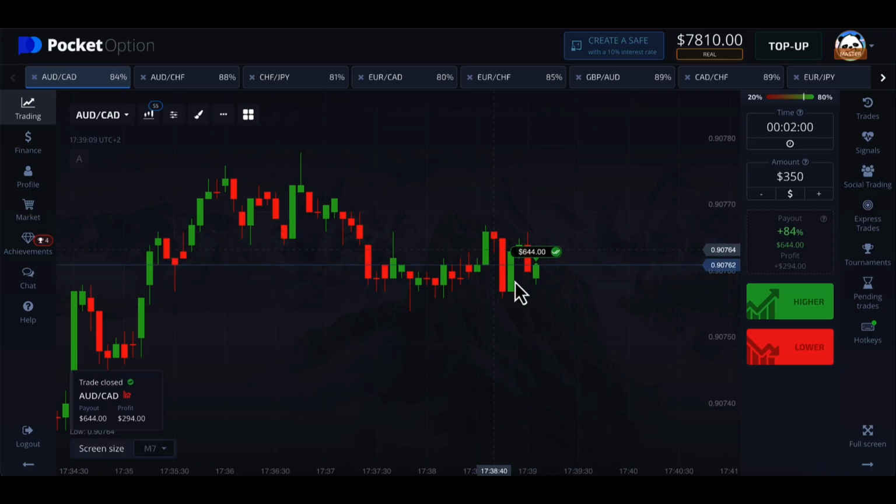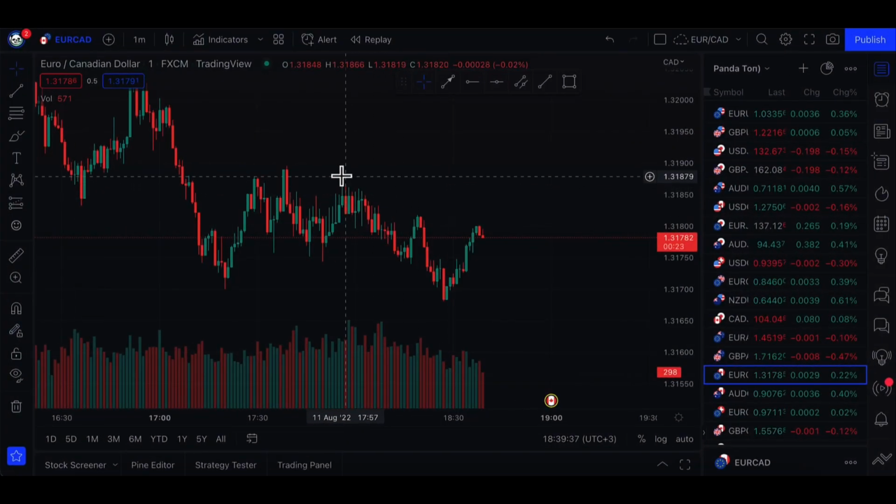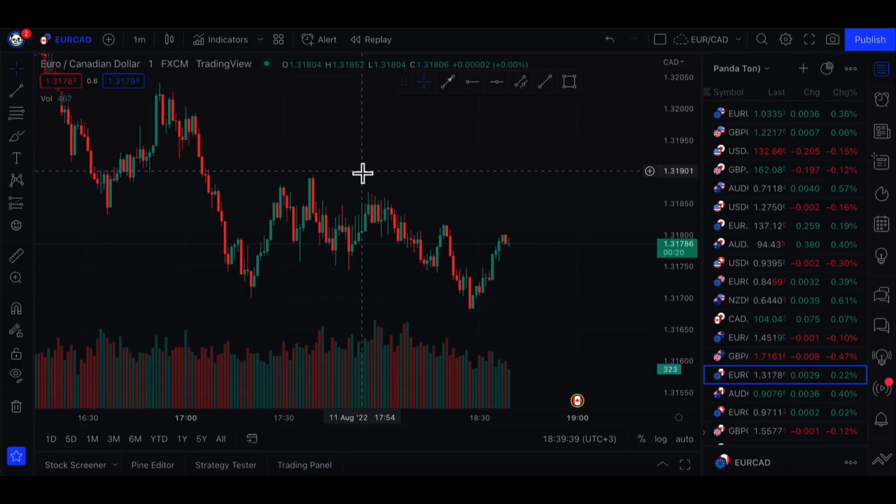In the meantime, I told you all about this. My deal closed in a plus and I took $294 clean from this situation. I suggest not to hesitate and consider the next currency pair.